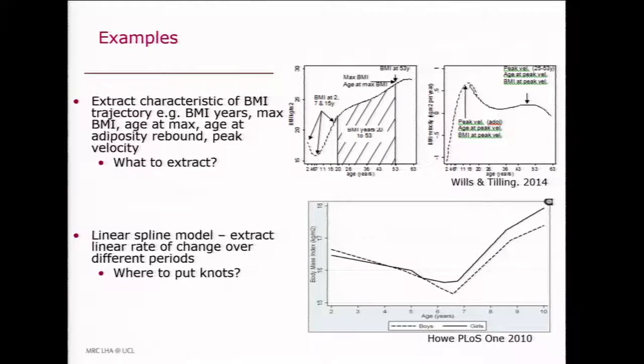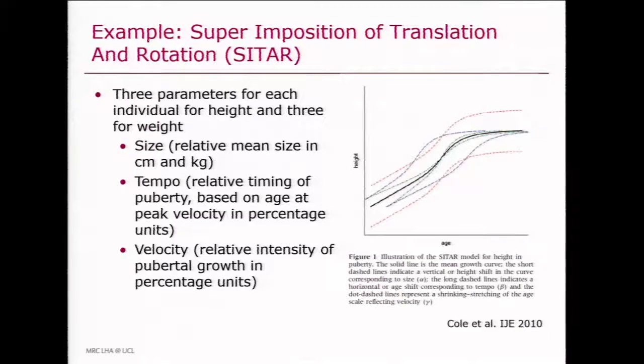Another approach that's gained a lot of popularity, which was developed by Kate Tilling and colleagues at the University of Bristol, is to use linear spline models. So here you extract the linear rate of change over different periods. And again, this comes back to what periods of growth or development do you want to consider? Where do you put the knots between those linear splines? This has gained a lot of popularity and been used a lot.